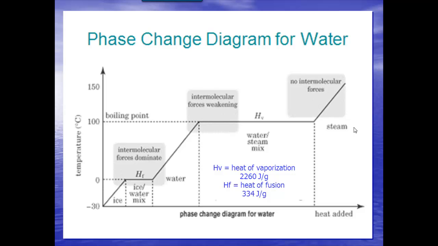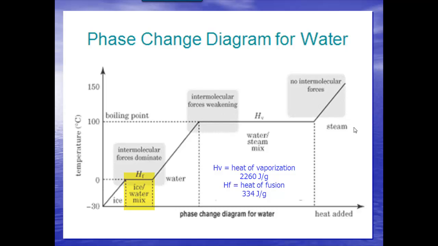This is the same diagram for water, but it's labeled, so I like to use this one when I'm explaining it. In the first slanted section on the bottom, we are at a temperature of negative 30 degrees. It's below the freezing point of water. So we have ice. And as we add energy to that ice, the temperature warms up until you get to 0. That's the melting point of ice. And then the temperature levels off. You have an ice-water mixture at that point.